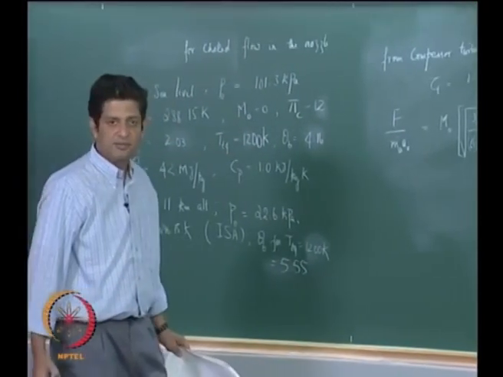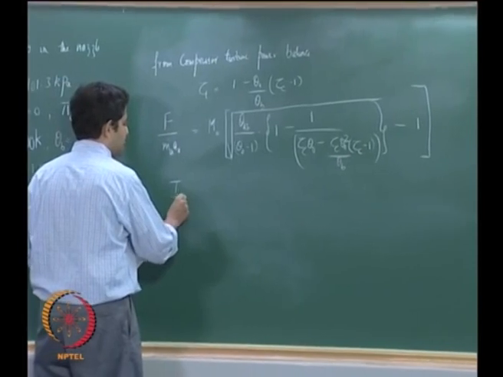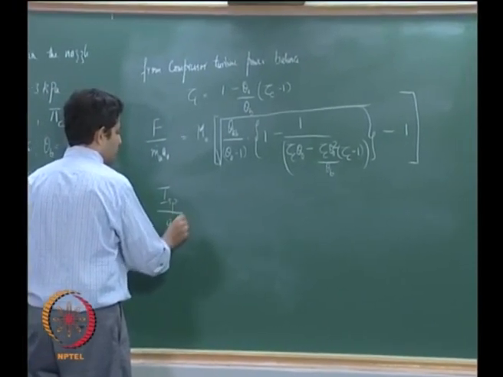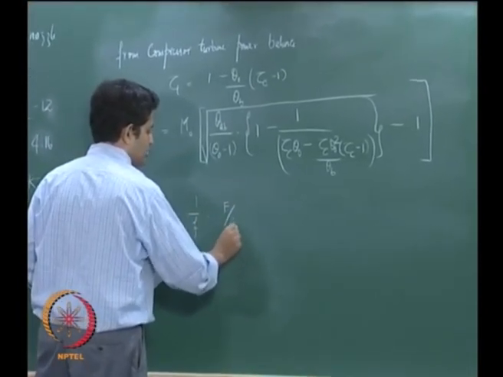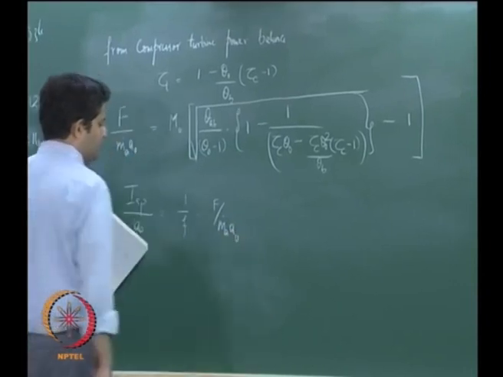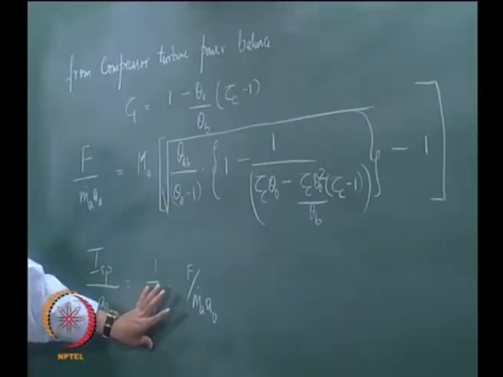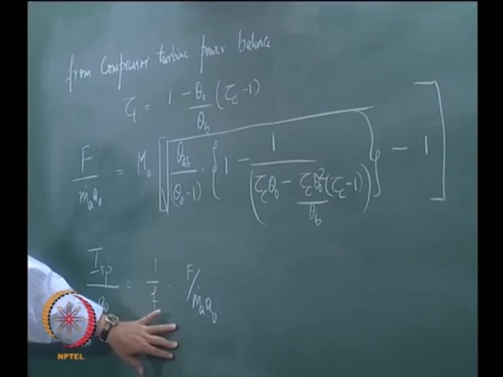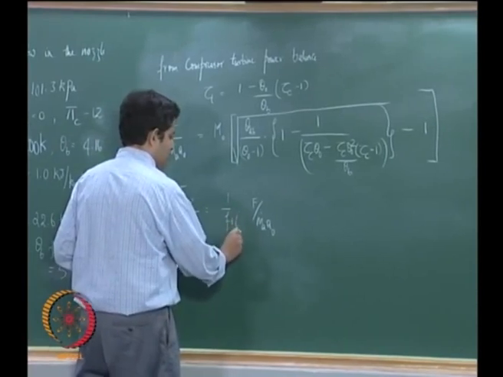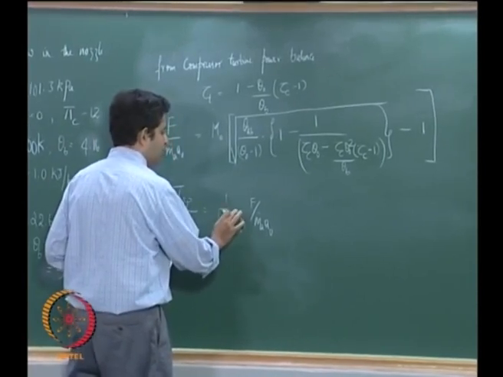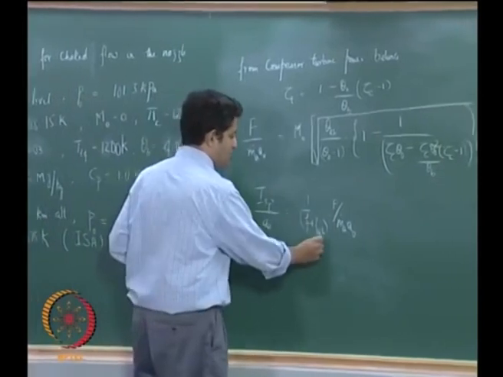the ISP part. If we have to calculate ISP, we know from our previous expression for non-dimensional specific impulse that I need 1 by f into f by m dot a naught. So here this was the expression that we had without the afterburner. How would this change with the afterburner? I need to include here f plus fab for the case with the afterburner. So with the afterburner on you have this additional term here.